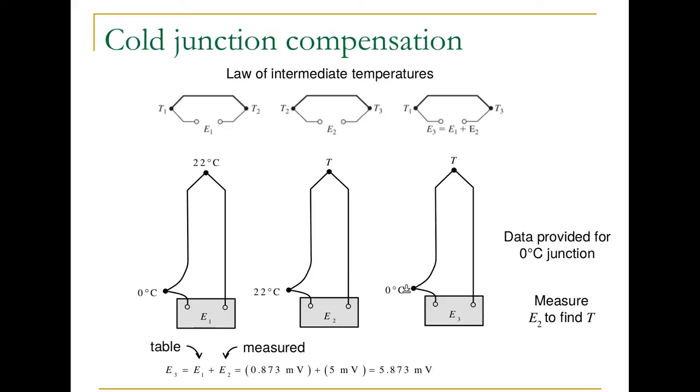So if we had this junction at 0 degrees C and this junction at the same temperature that we're measuring, we would expect to get 5.873 millivolts, given that we know this one is at 22 degrees C. And so then we can refer to the table to see what temperature corresponds to 5.873 millivolts. And for one type of thermocouple, it would be 133 degrees C.